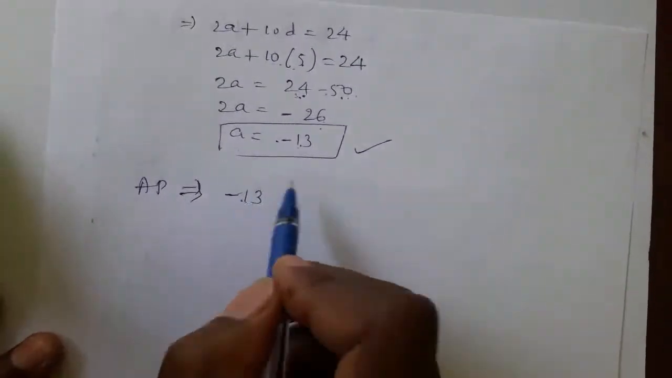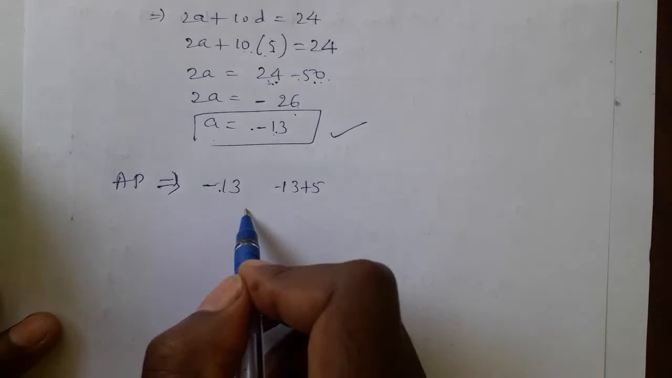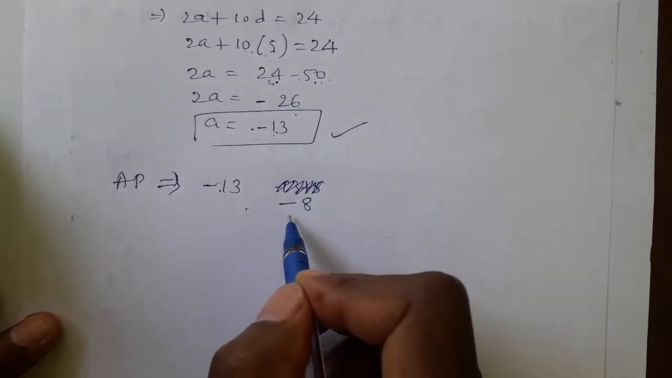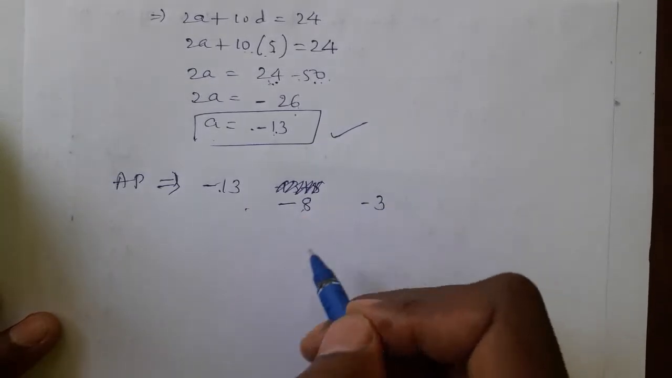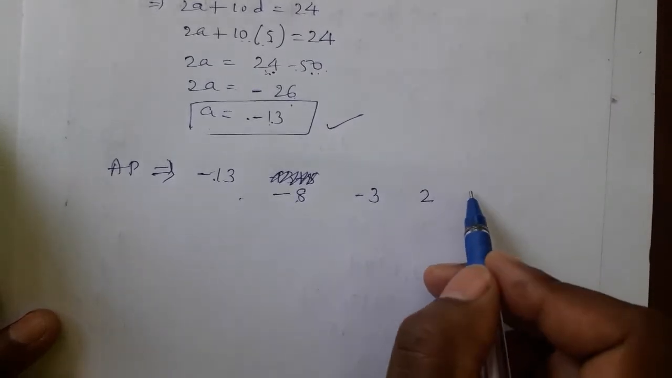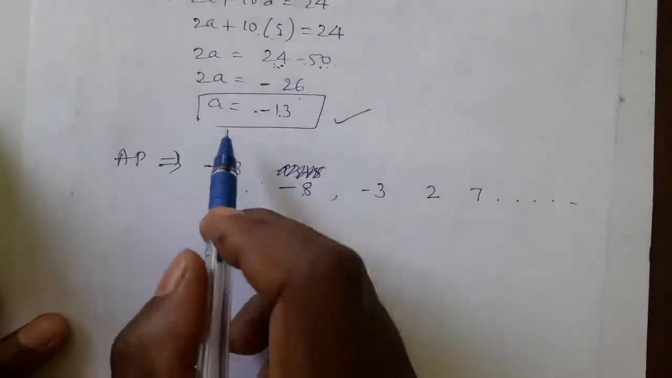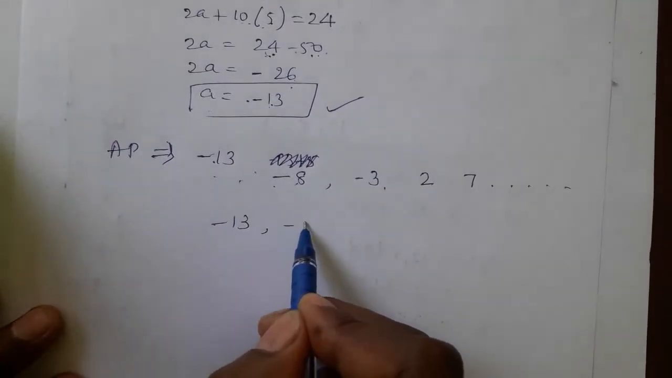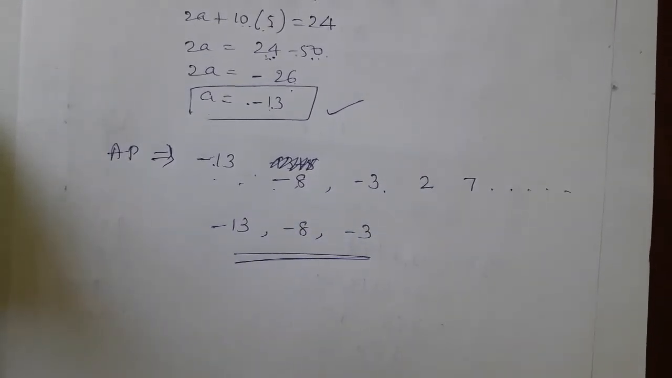So minus 13 after 5 is added, minus 13 plus 5. How much will we get? It is minus 8. For the minus 8 again 5 is added, we'll get minus 3. For the minus 3 again 5 is added, we'll get 2. For 2 again 5 is added, 7. Like that it will go on. Dot dot. But the question is to find the first 3 terms. The first 3 terms are minus 13, minus 8, minus 3. This is the first 3 terms of the given AP.